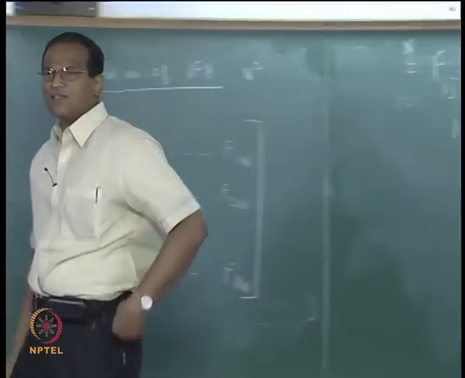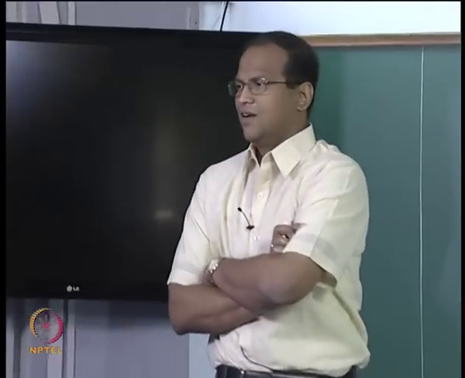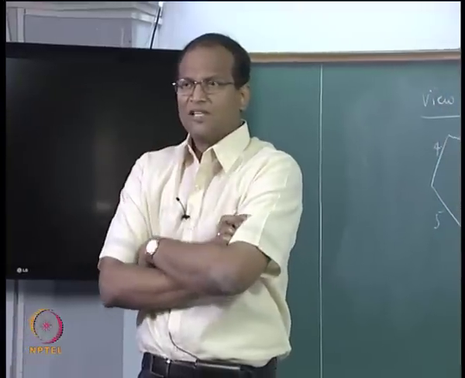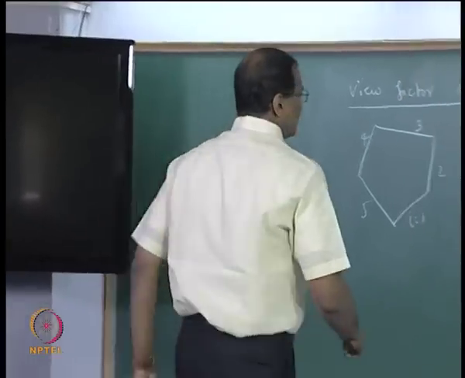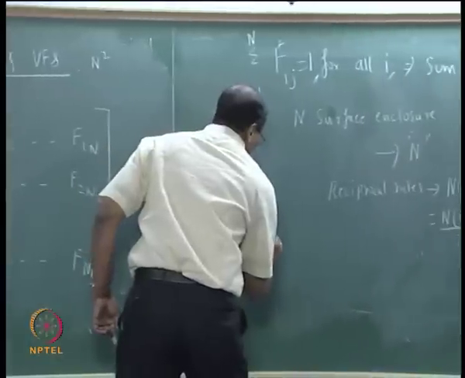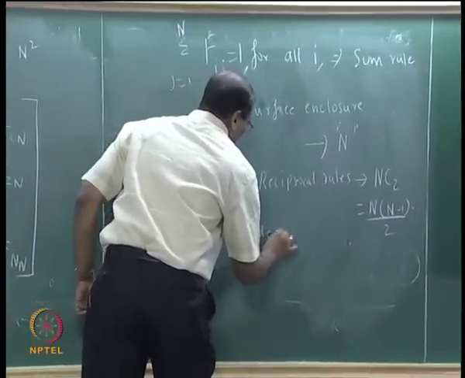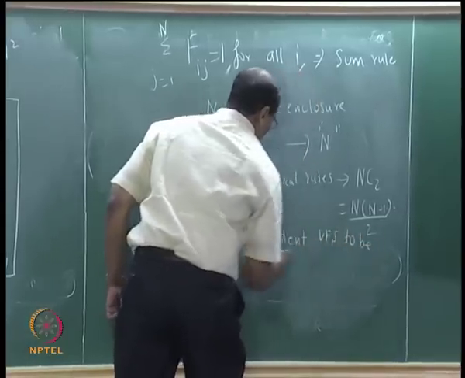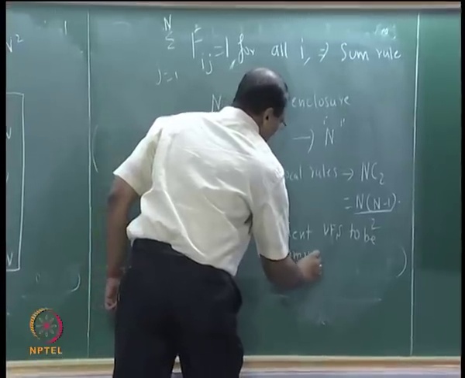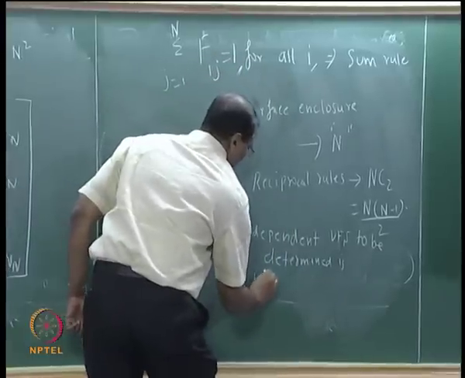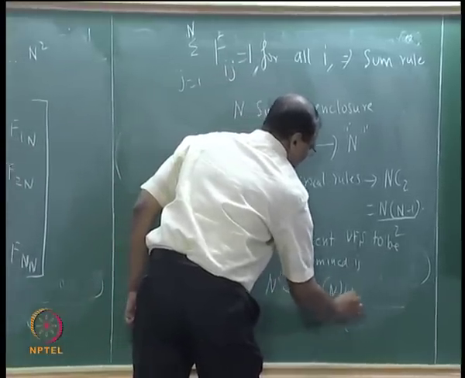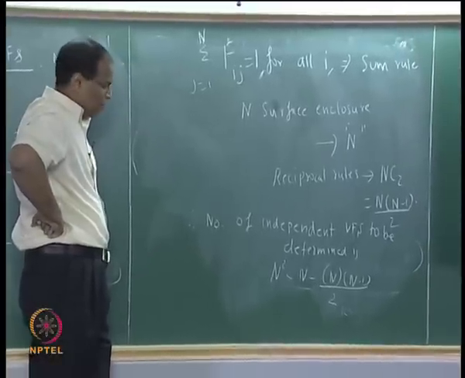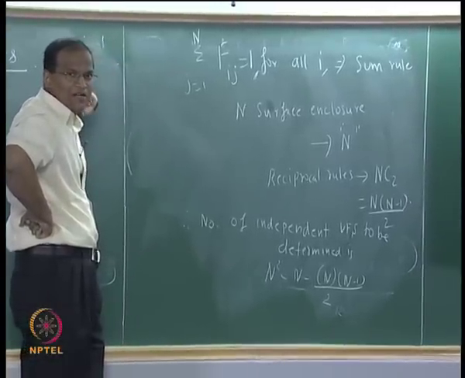So, how many independent view factors have to be evaluated? N square minus n into n minus 1 by 2, correct? Because you can exploit the summation rule as well as the reciprocal rules. Therefore, the number of independent view factors to be determined is 2n square minus n square plus n, do all that. This is again nc2, right?